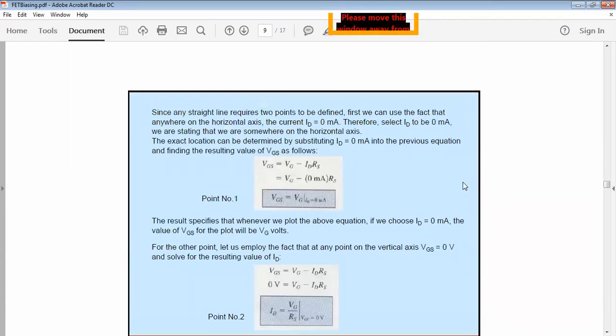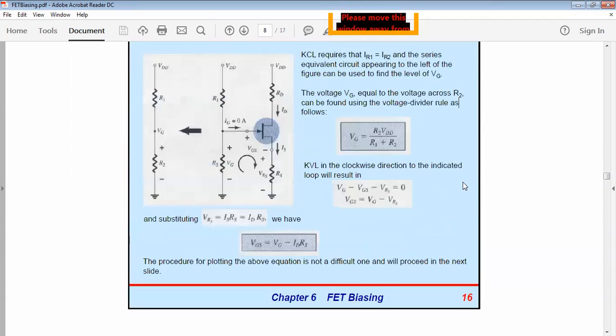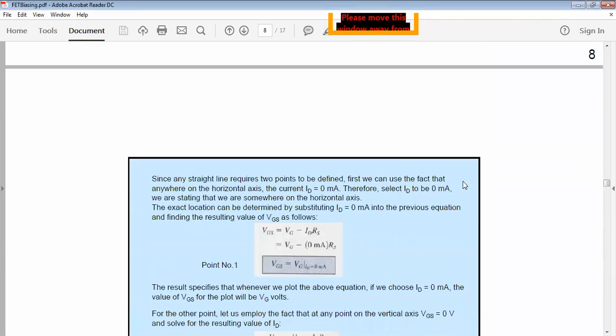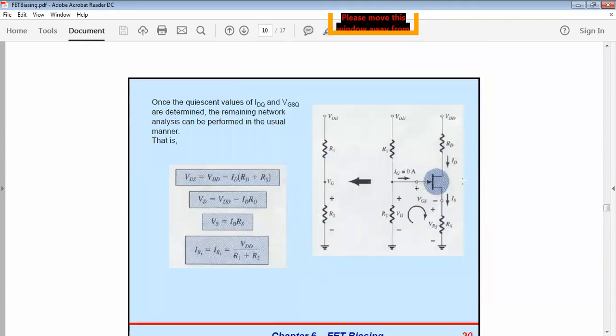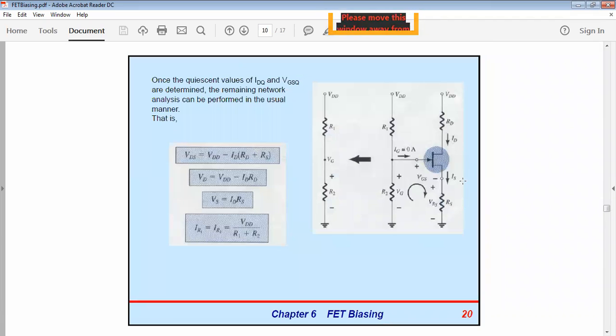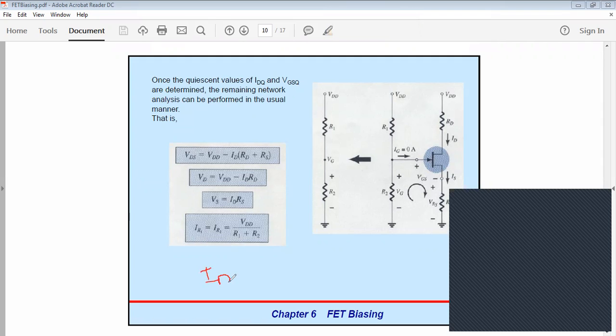Once you know the ID current, then we can easily derive the expression for output. Now here we have to find the VDS output voltage. We have to find out the ID current. Once you know the ID current, how to find ID current?